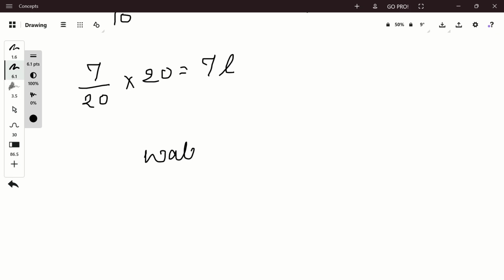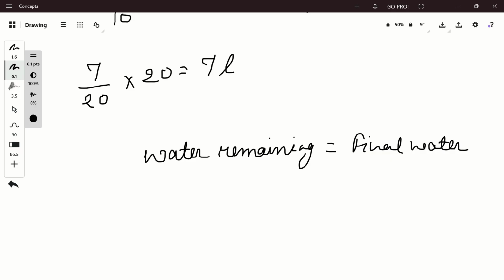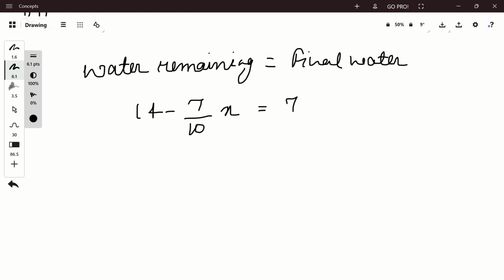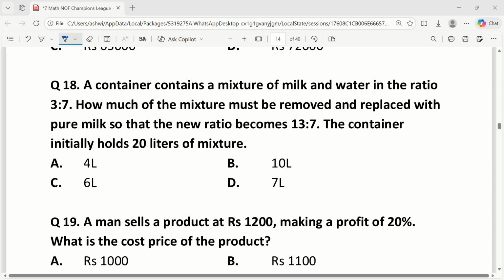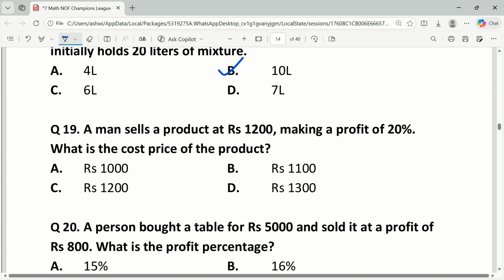So solving for X, water remaining is equal to final water, that is 14 minus 7 upon 10 X is equal to 7. Solving for X, X is equal to 10 liters. Comparing with the options, the answer is B, 10 liters.